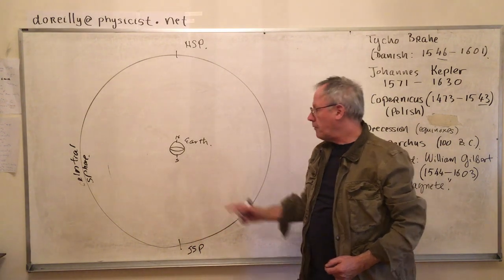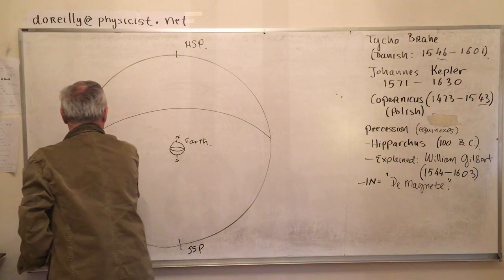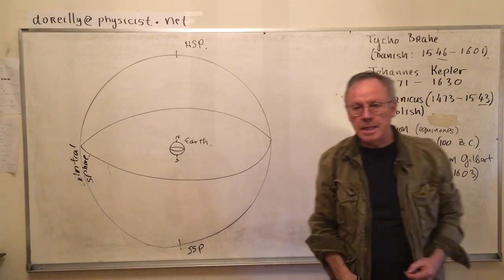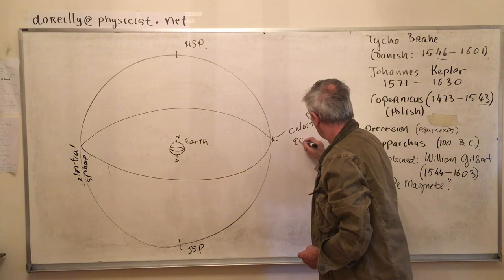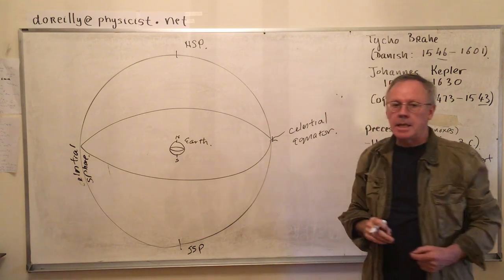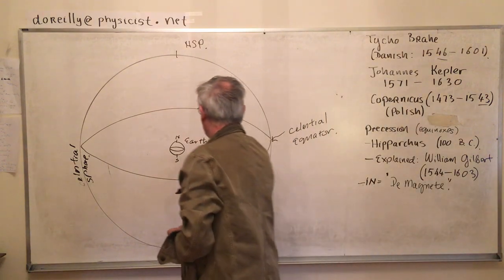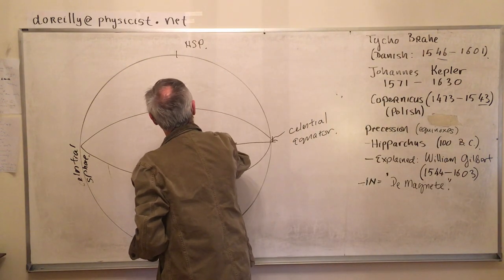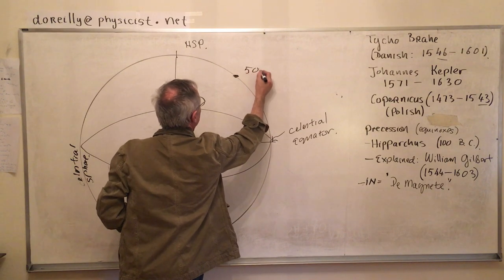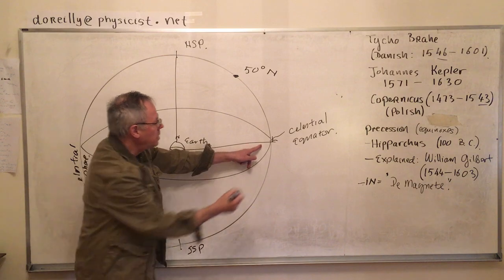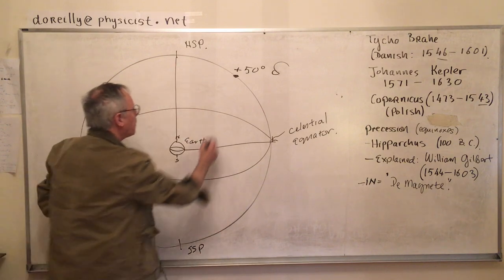What about the equator? If we project the equator, we get an image of the equator on the celestial sphere, which we call the celestial equator. Now, what about latitude? Latitude is pretty easy. We'll deal with that one first. Latitude works the exact same way, and it's called, as we said a minute ago, declination. So we measure the angle. Suppose we have a star here. If it's 50 degrees north of the celestial equator, we say it's positive 50 degrees declination. Just a slight difference in notation, and that's its angle.